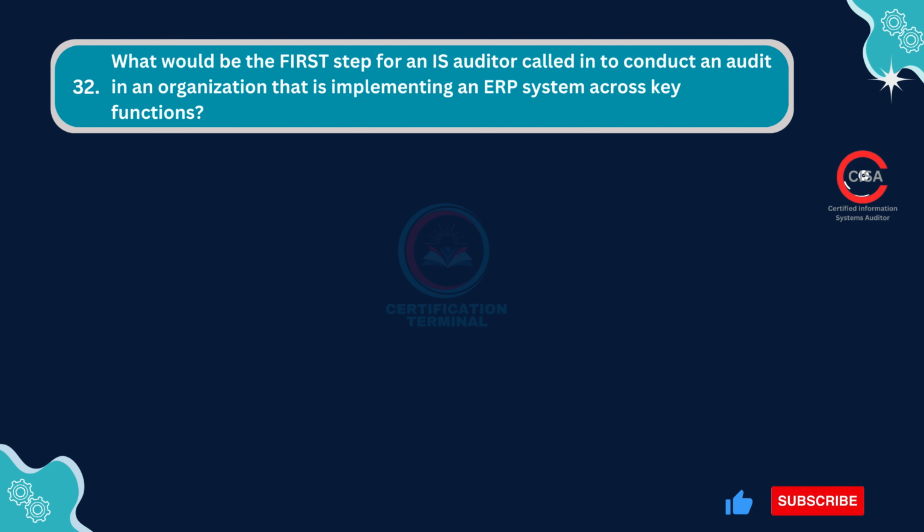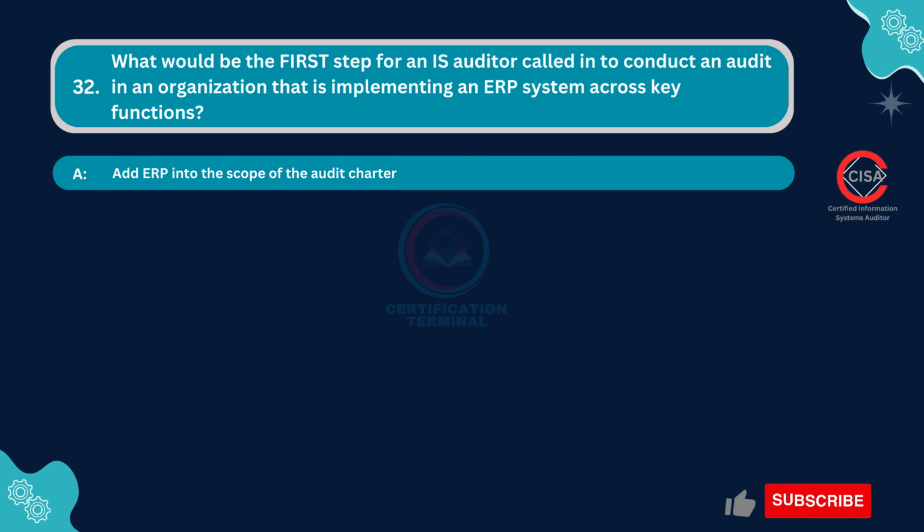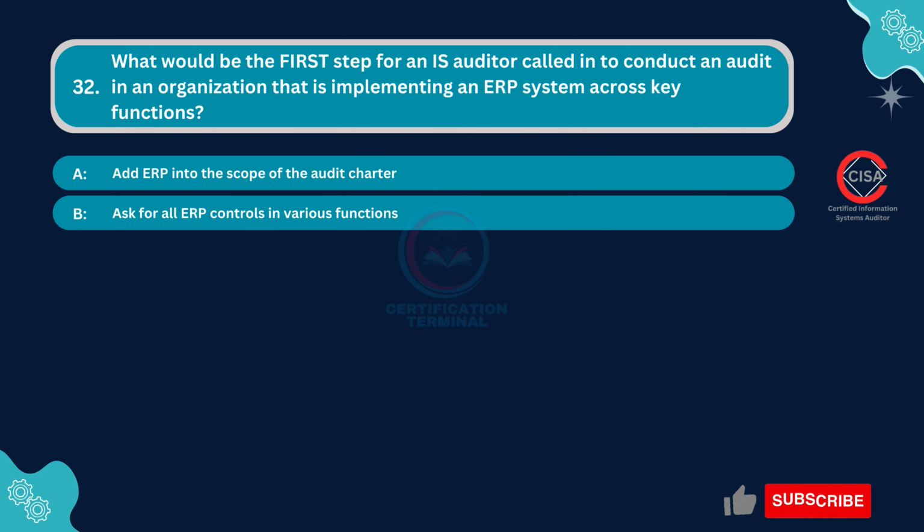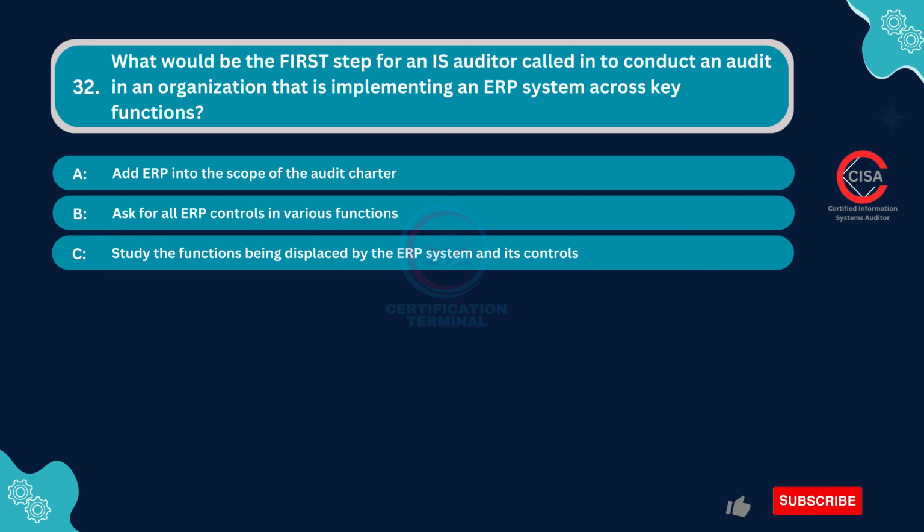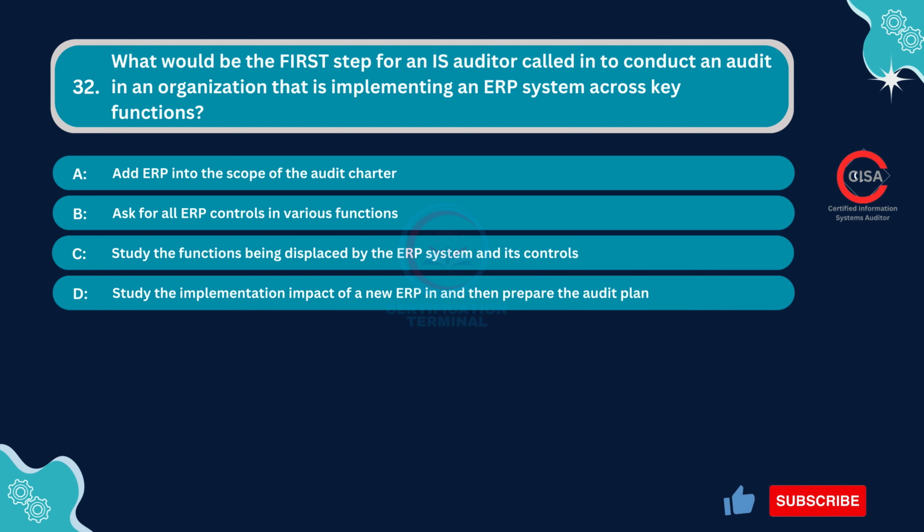Question number 32. What would be the first step for an information security auditor called in to conduct an audit in an organization that is implementing an ERP system across key functions? Option A, add ERP into the scope of the audit charter. Option B, ask for all ERP controls in various functions. Option C, study the functions being displaced by the ERP system and its controls. Option D, study the implementation impact of a new ERP, and then prepare the audit plan.